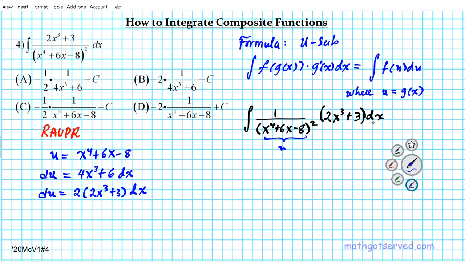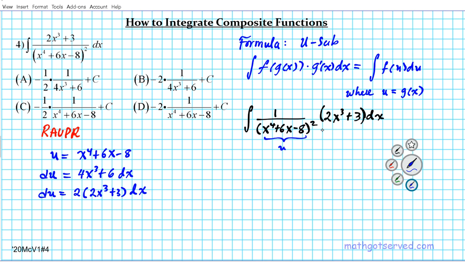2x to the third plus 3 dx is du, but I have this second function. So what is du exactly? 2x to the third dx. I have 2x to the third dx, but wait, we have a 2 here. That's a problem. How do we fix this problem?